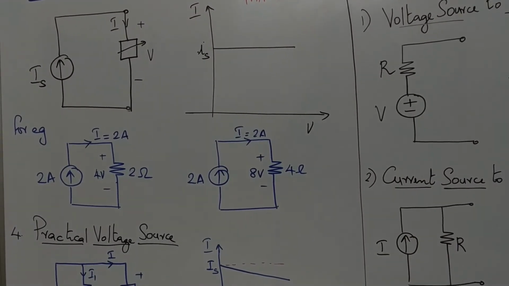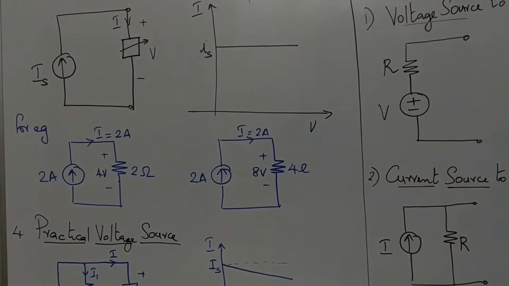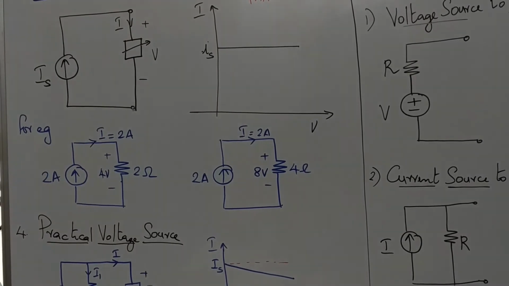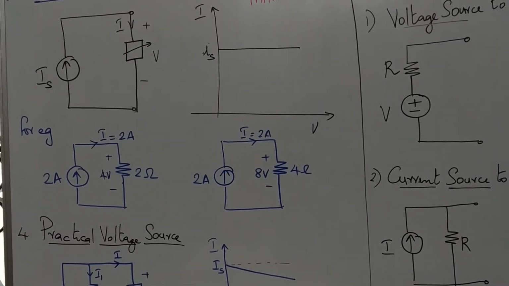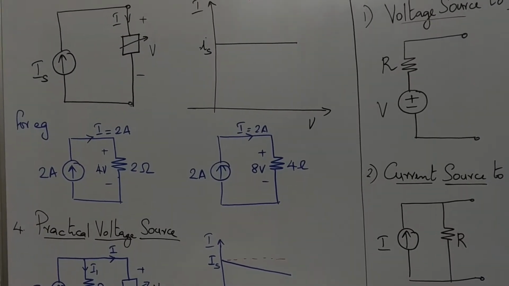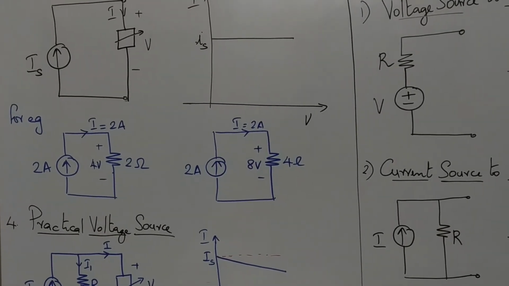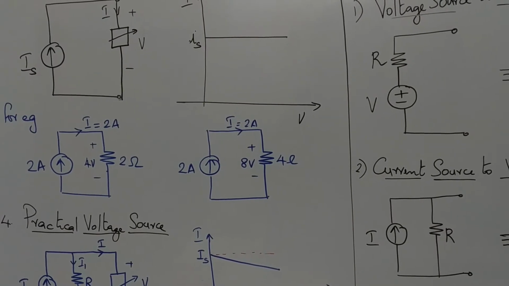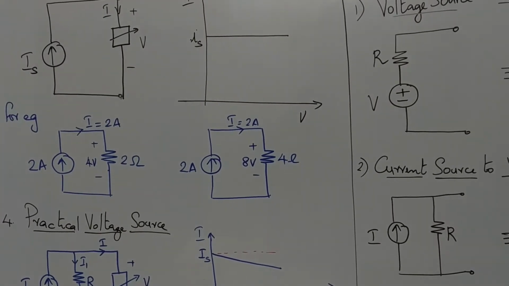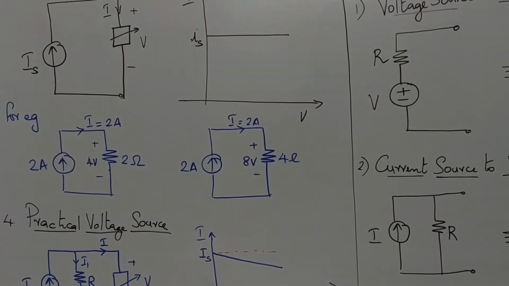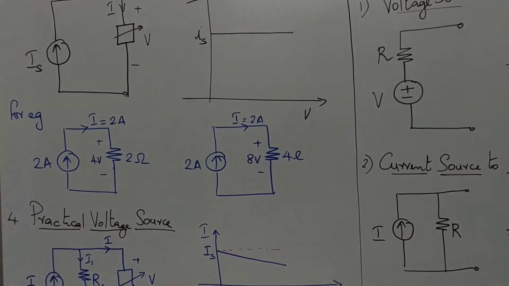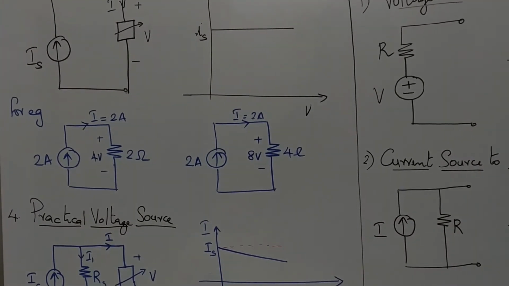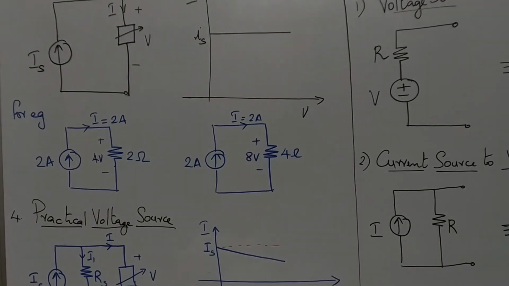For example, now consider the case here. You have a 2 ampere source across which you connect a 2 ohm resistor. We'll see that the current flowing through the resistance is 2 ampere and the drop will be 4 volt. Whereas in the second case, where I have changed the load to 4 ohm, the voltage drop across it has increased to 8 volt and the current is always the same.